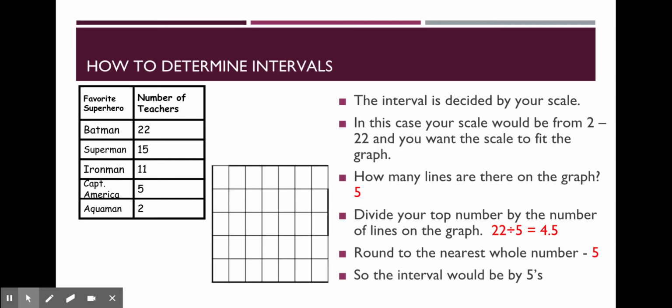For example, the interval is decided by your scale. So if I'm looking back at that example, and I know that my scale is 2 to 22, and I need to fit it into the graph, I'm going to count how many lines there are on the graph. There's 5. I'm going to divide my top number by the number of lines on my graph. So 22 divided by 5 is 4.5. I'm going to round roughly to the nearest whole number, which is 5. So the interval on this particular graph I would go by 5s. So 0, 5, 10, 15, 20, 25.